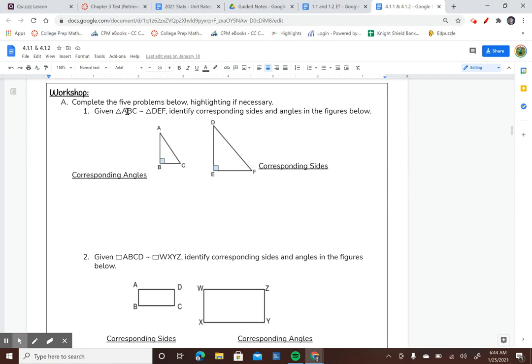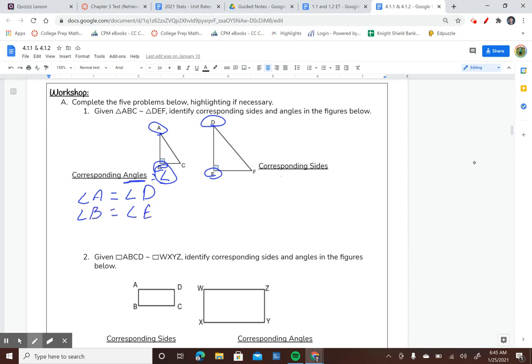All right, so now we're going to take a look at the workshop. You're going to do the same thing. We have our corresponding angles on the right side. So again, we can write angles with this mark here. That means angle. So here we could say angle A is equal to angle D. All right, notice how they're in the same position. And then we would say angle B equal to angle E.